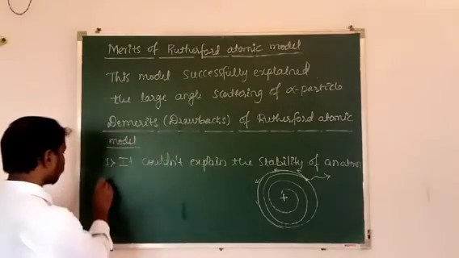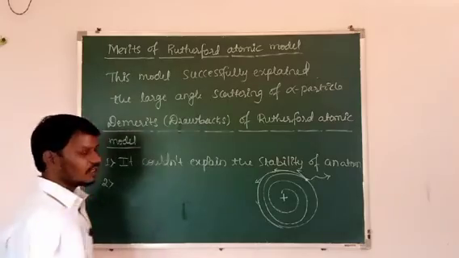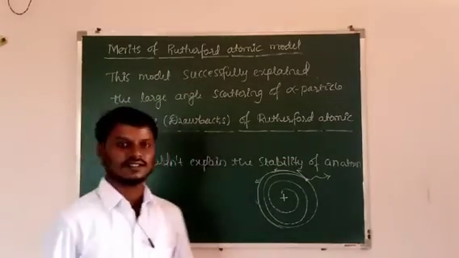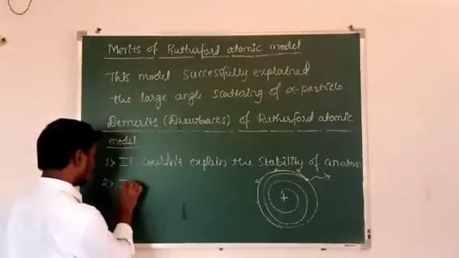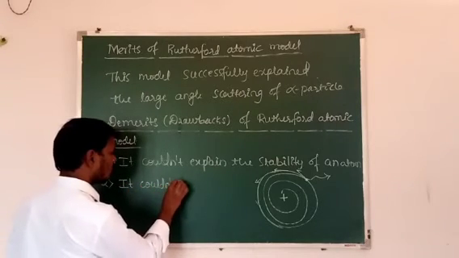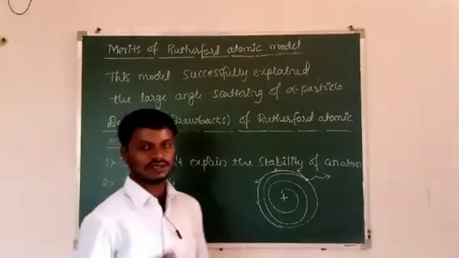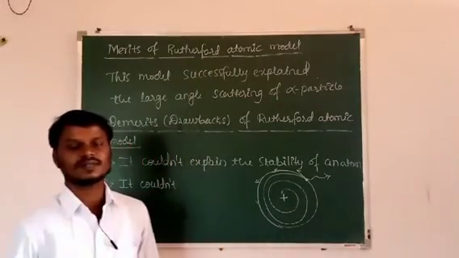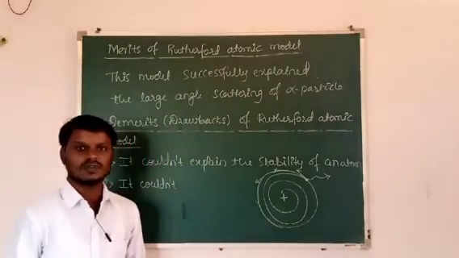Then next, second one, it couldn't explain the origin of spectral lines. Means how the spectral lines are produced, it couldn't explain. That is explained again by Bohr's atomic model.